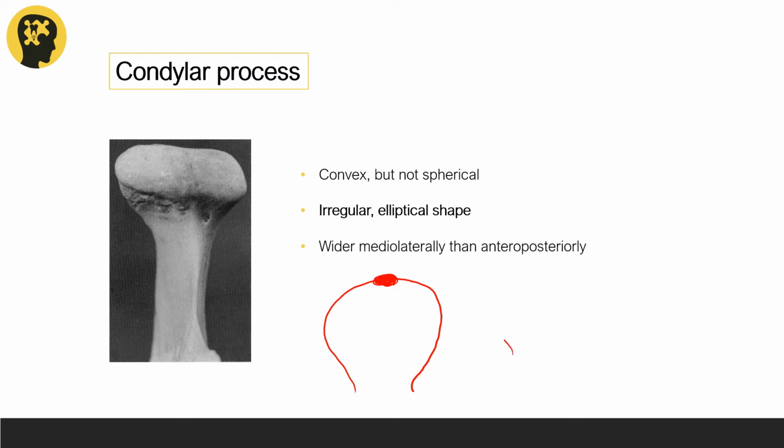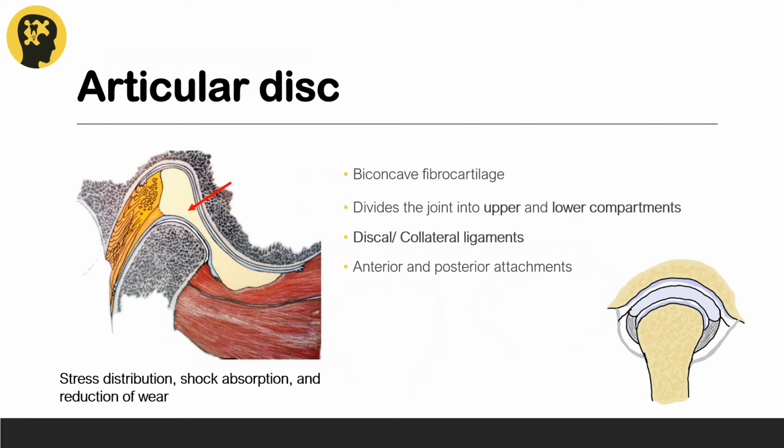So, we have a more elliptical anatomy of the condylar head, which increases the surface area for stress distribution. Therefore, it reduces the trauma to the joint. Very important to remember: the articular disc is a very distinctive feature of the TMJ.